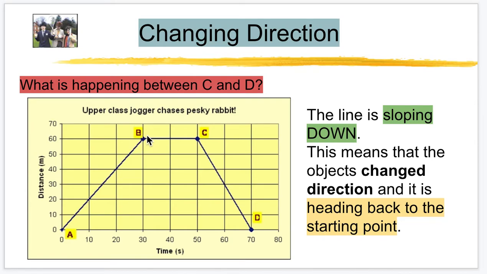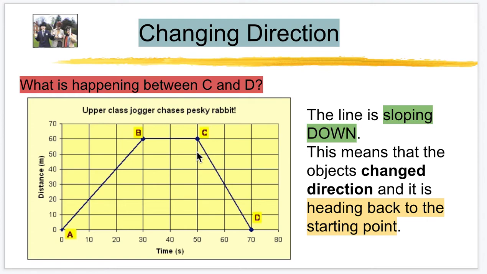What's happening from B to C? At 30 seconds, they're at 60. 40 seconds, they're at 60. 50 seconds, they're at 60. Right there, that was stationary. They were not moving. Time is going on, but they are not moving.